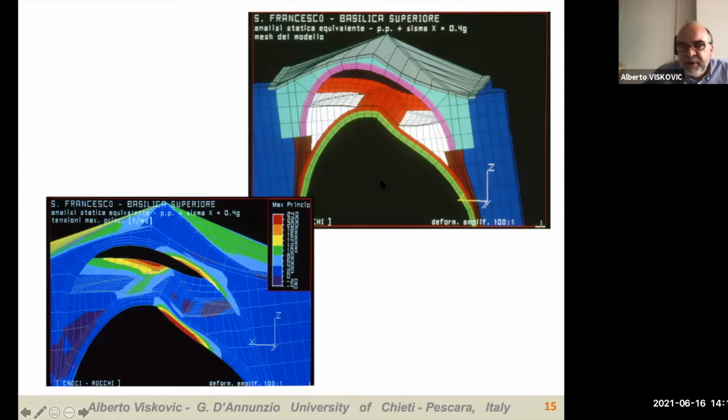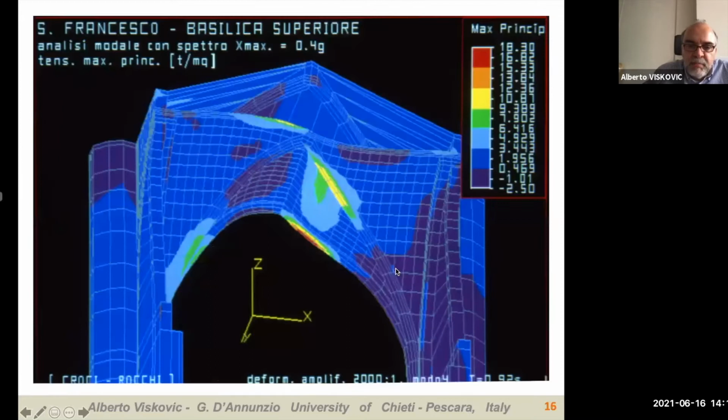Then we have carried out linear dynamic model analysis, and we control the different modes of vibration, and we have seen that the principal modes of vibration always have the main tensile stress in the transversal arch near the upper level of the filling. You can see the difference in the stress between the transversal arch and the diagonal arch. The diagonal arch has a much lower stress.